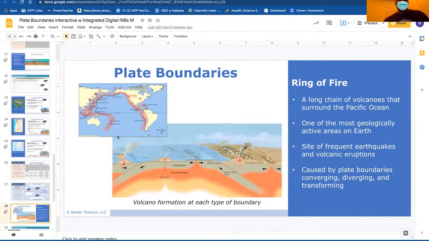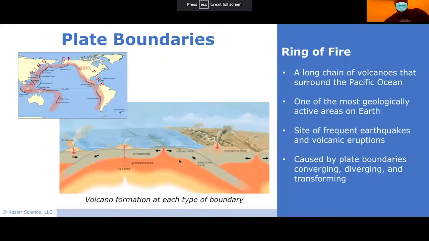All right, so the Ring of Fire, here we go. The Ring of Fire is this area on the map where volcanoes and earthquakes happen all around this area. So it's a long chain of volcanoes that surround the Pacific Ocean, one of the most geologically active areas on Earth, site of frequent earthquakes and volcanic eruptions caused by the plate boundaries converging, diverging, and transforming.